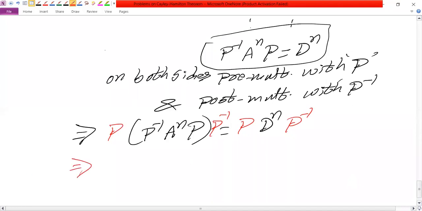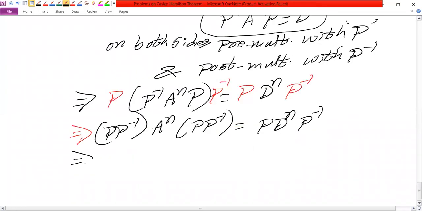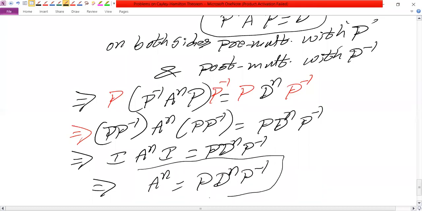That implies, using the associative law again, P into P inverse into A power n into P into P inverse is equal to P into D power n into P inverse. So that implies I into A power n into I we will get. So finally, the left hand side is A power n equals P into D power n into P inverse. For example, if they ask to find A power 4 using the diagonalization process, then A power 4 equals P into D power 4 into P inverse.